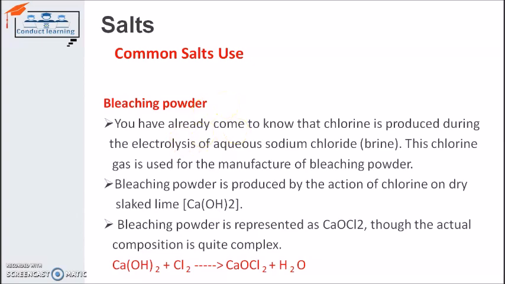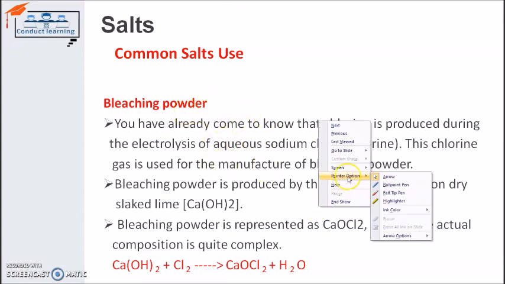To prepare bleaching powder, we have to use the chlorine that is produced from NaCl in the electrolysis process. When that chlorine reacts with slaked lime, which is nothing but calcium hydroxide, it produces calcium hypochlorite, which is the chemical name for bleaching powder. The chemical formula for the same is CaOCl2, right? So if you want to get bleaching powder, you have to react chlorine with calcium hydroxide. The chemical equation for this is mentioned here.